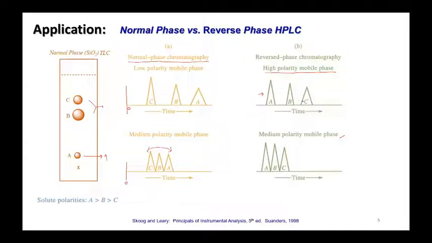So in reverse phase, since A is not binding very nicely with the solid surface, A's movement, being the most polar, will be faster. Okay, that we know. And B and C, due to the hydrophobic nature of the solid surface, they are binding very nicely. Now, if you increase the polarity, what is going to happen?